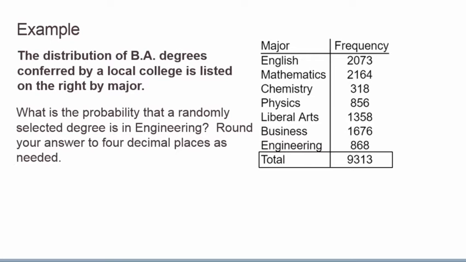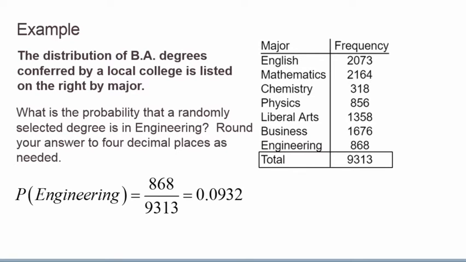Round your answer to 4 decimal places as needed. First, we need to write the probability of the event, P(engineering). The frequency for engineering is 868. Our total is 9,313. So the setup for our problem is 868 divided by 9,313. Dividing, we get our final answer of 0.0932.